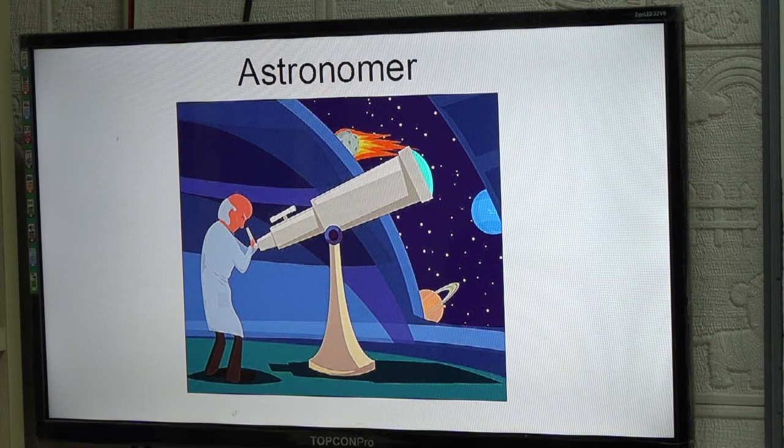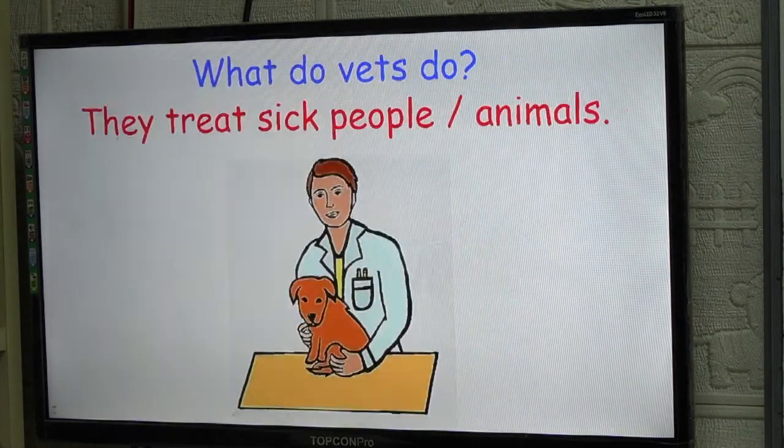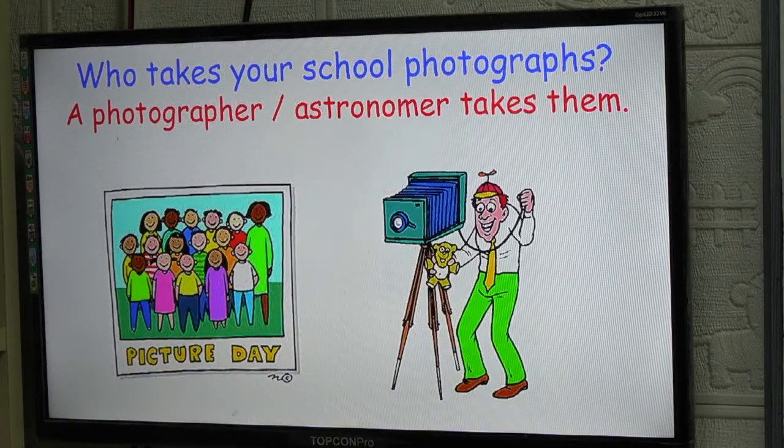This is an astronomer, right? Who is an astronomer? It's kind of a scientist that explores the universe. So will he take photos for you? Will he take photos for you? No, right? So who will take it? Who is this person over here? Photographer. Can you say it?